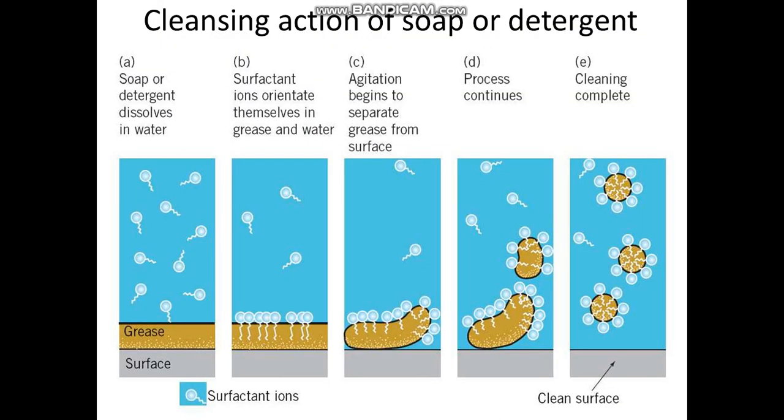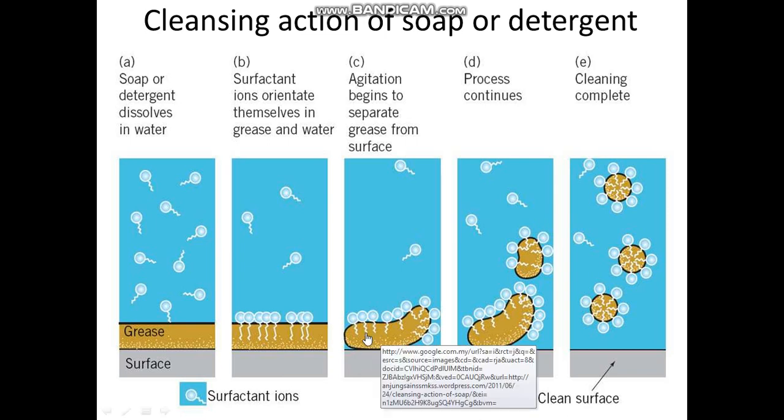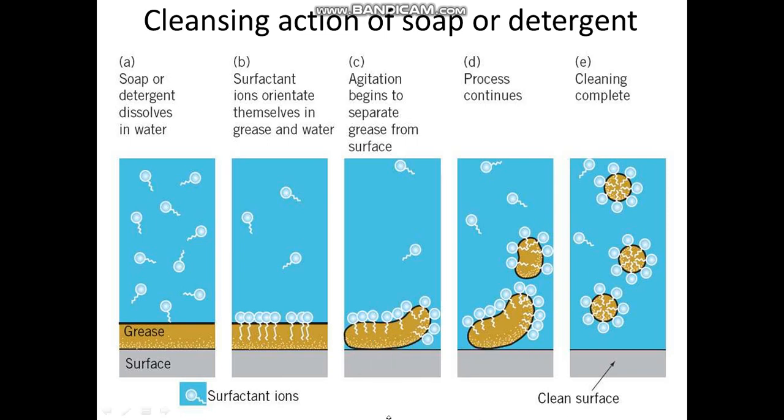What is the meaning of emulsion? Emulsion means the mixing of water and oil, because grease is made up of oil. The mixing of water and oil is known as emulsion.